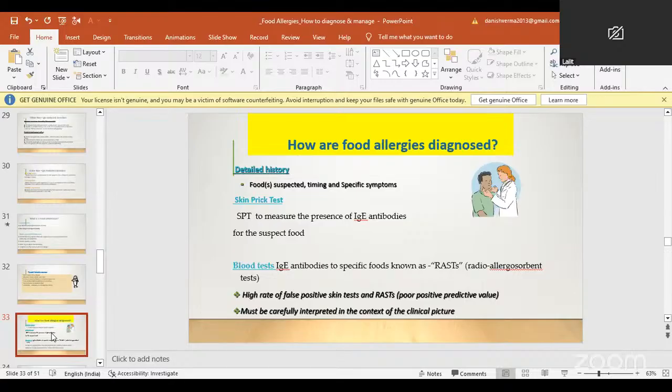Blood test in the form of IgE can be sent. We also have RAST test, which is an IgE based test, although there are a lot of false positive RASTs also. Sometimes even your skin prick can give you a false positive picture. It must be carefully interpreted in the context of the clinical picture. So, for example, somebody is not eating fish, and when you do the skin prick test with the fish allergen and it reacts, that means it is a false positive because the child is not fish eating. So that way we interpret.